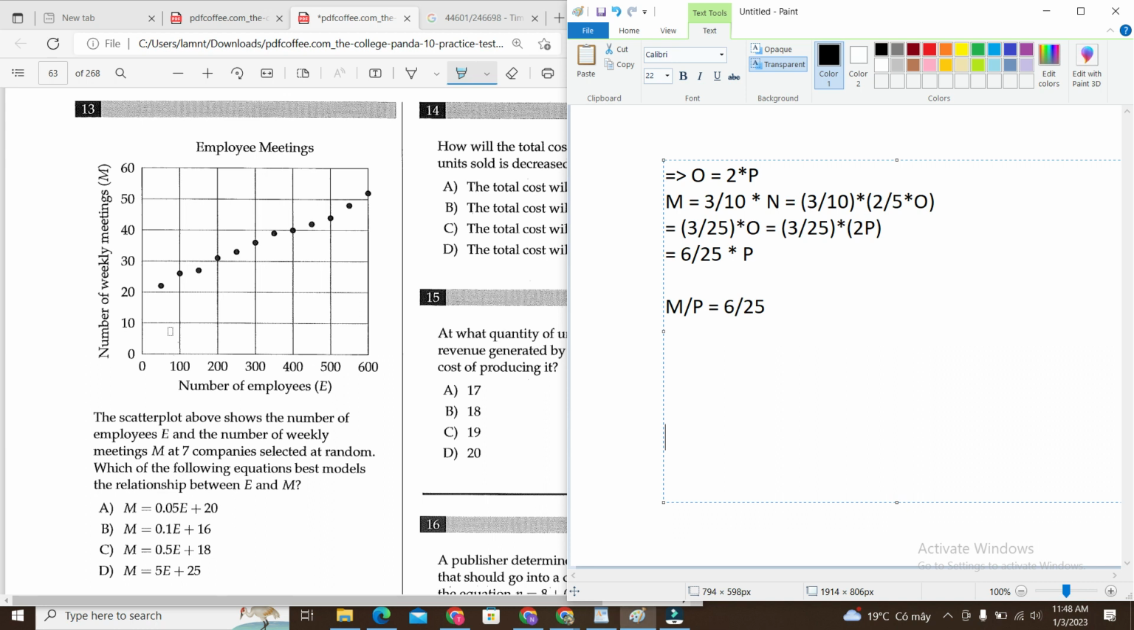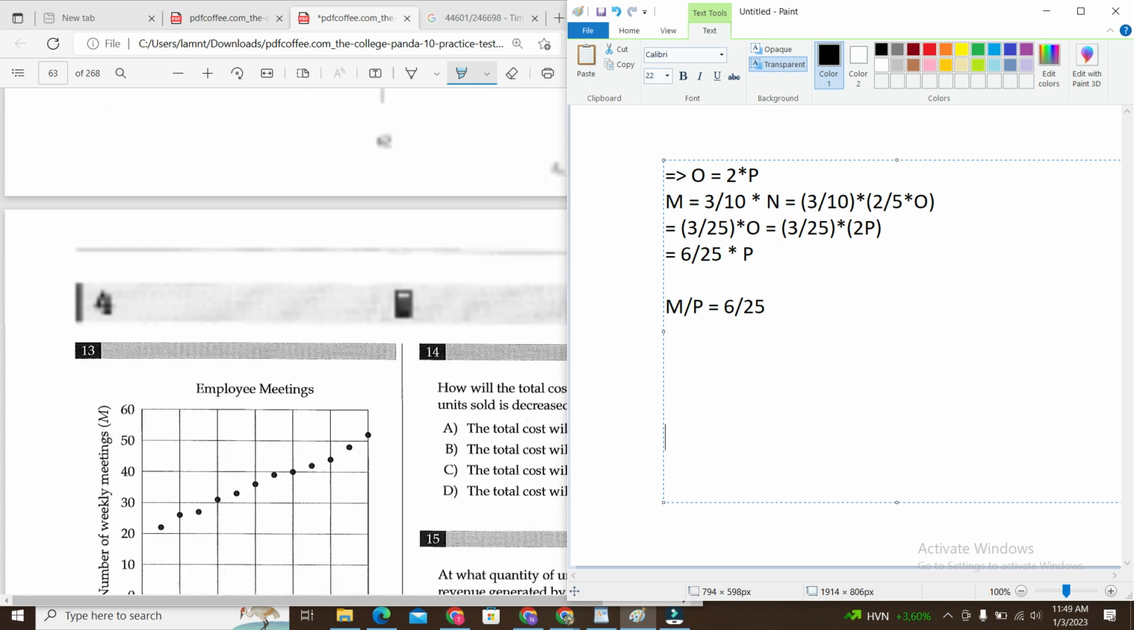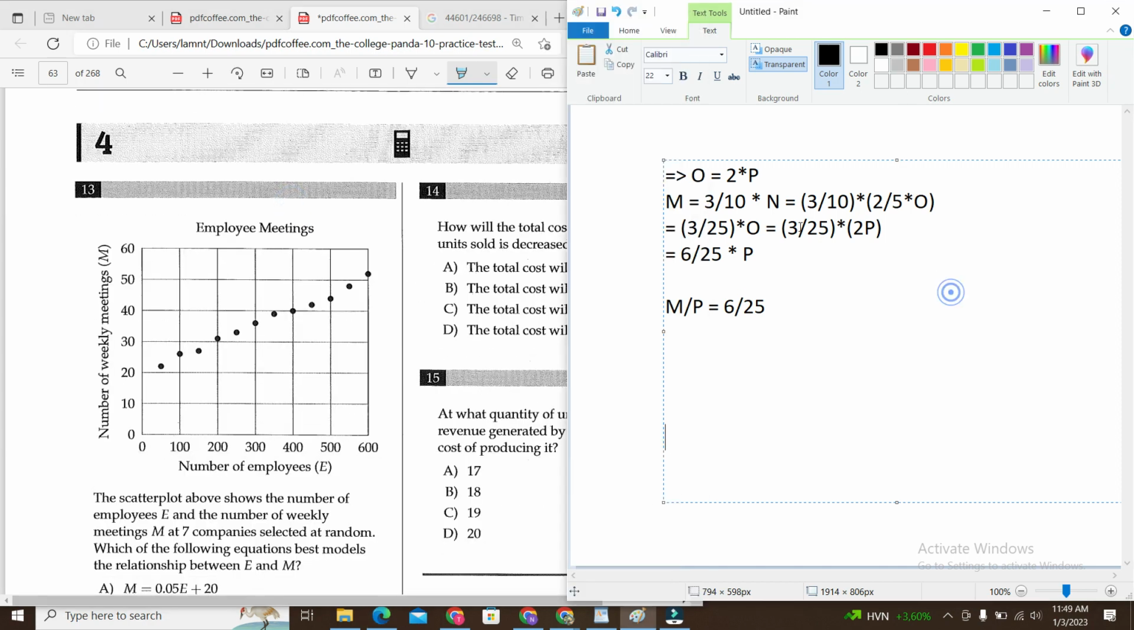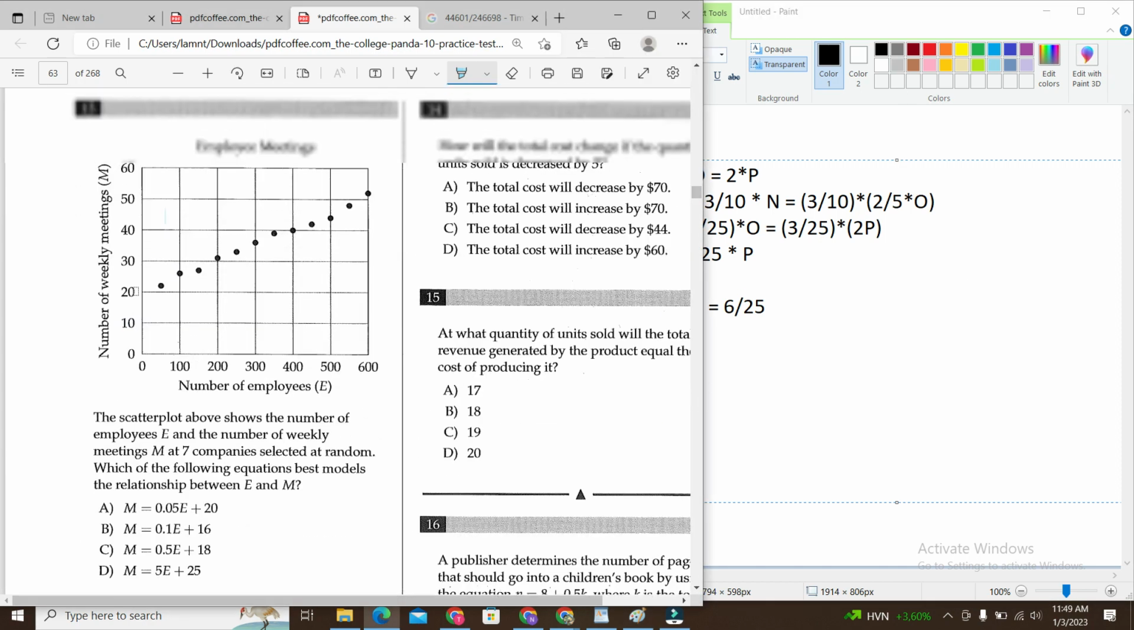Alright, so let's keep going with section 4. Now we're gonna tackle question number 13, 13 onward. So at 13 we have an approximation line.